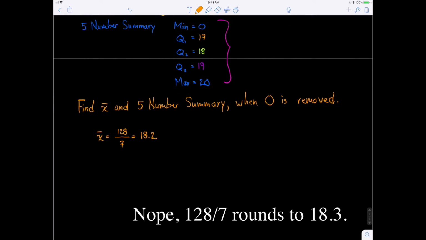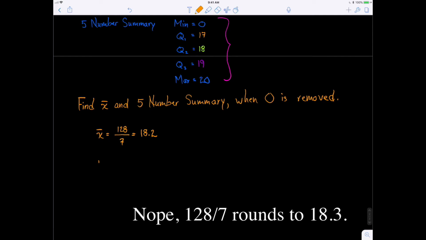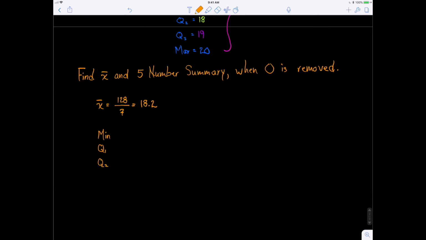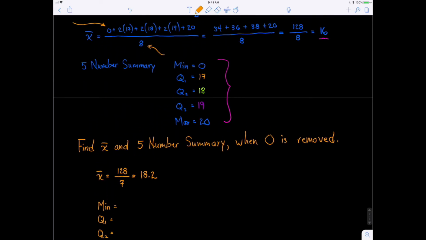Now, let's find the 5-number summary. So we have a minimum, a Q1, a Q2, Q3, and lastly we have a maximum. So I'm going to bring down my dot plot from above without the 0. So let's come back up here.